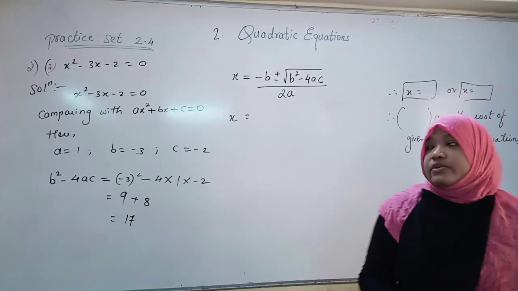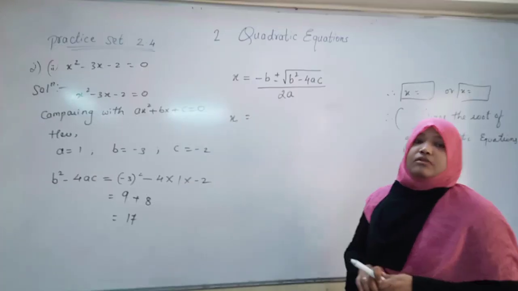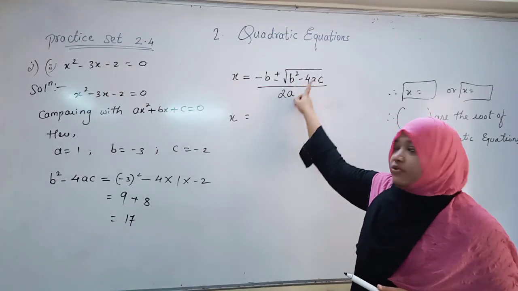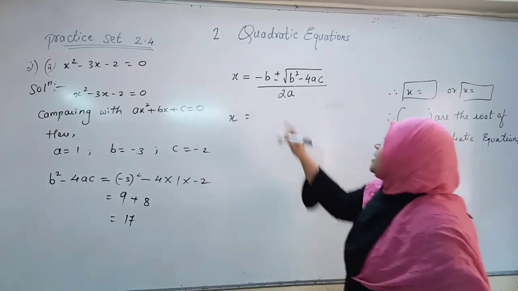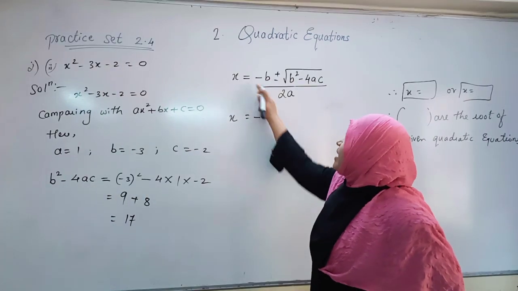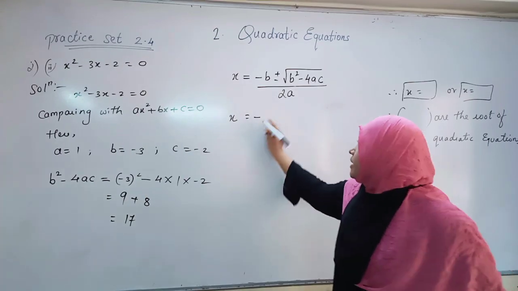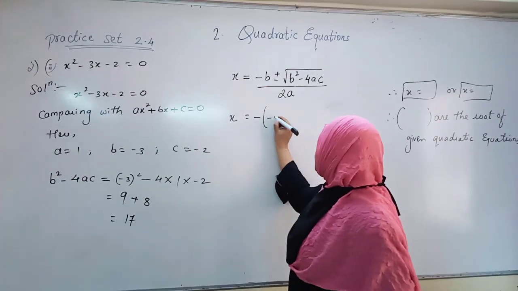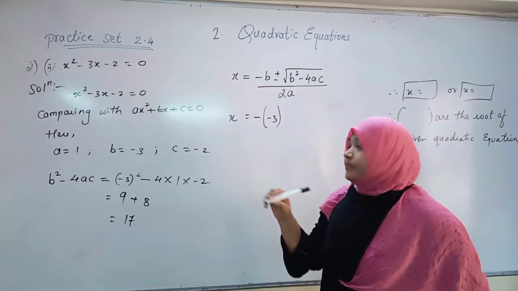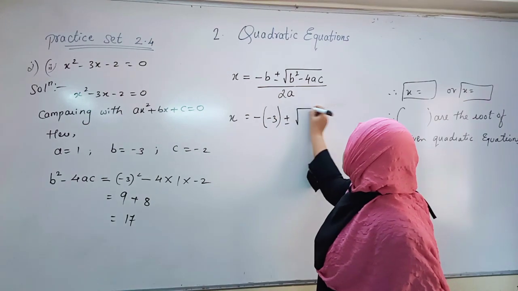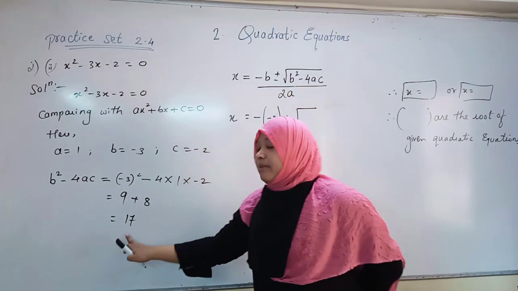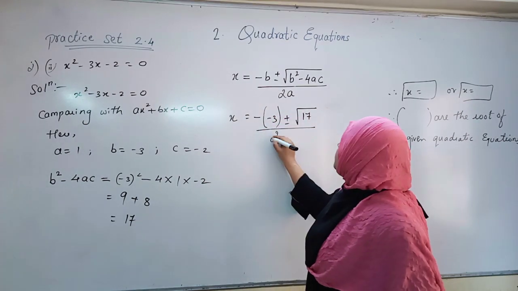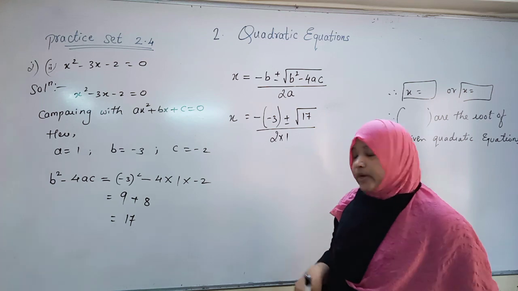What is the formula? Minus b plus minus square root of b square minus 4ac upon 2a. The value of minus b: the formula has a minus sign, right? The b value is -3, so in brackets you should write -3. Understood? Plus minus of b square minus 4ac, what value did we get just now? 17. So square root of 17 upon 2 into the value of a, which is 1.